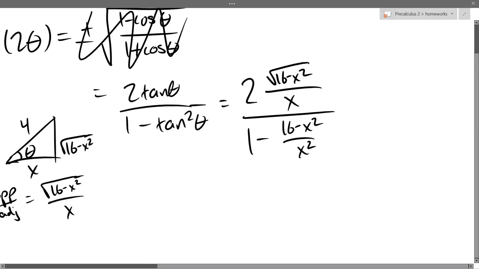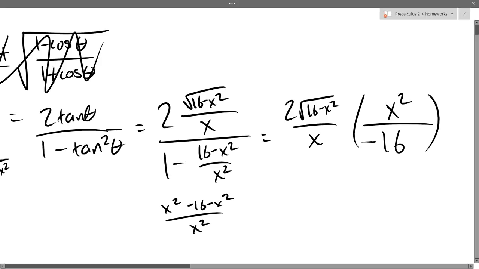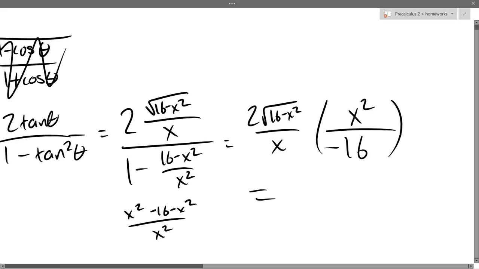I could do common denominator and make this look a little bit nicer. So I'm going to reciprocate the bottom and go common denominator at the same time. So we're going to get x squared, and we'll get, I think it's over 16. Is that right? x squared minus 16 minus x squared over x squared. So reciprocate and reduce, and you get negative 16. All right. So we got negative 8 on the bottom, x square root 16 minus x squared. So I think that's as simple as you can make this one.